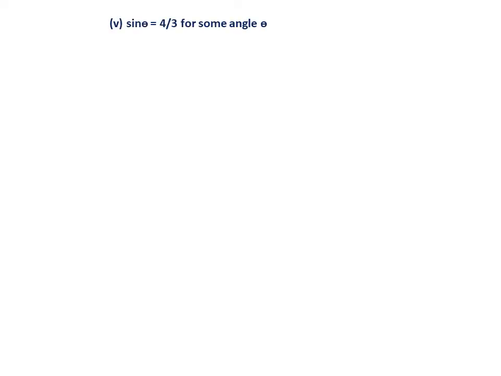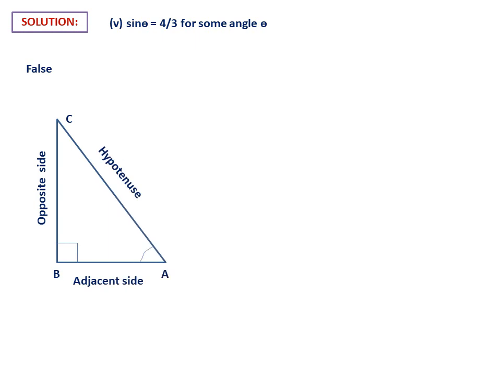And the last one, sine theta equal to 4 by 3. Actually, it is false. I have explained this in properties also. See, for example, in any triangle, hypotenuse is always more than the other two sides. This is the basic property of triangle. Therefore, opposite side by hypotenuse should always be less than 1. But what is given is sine theta equal to 4 by 3, which is more than 1. So it is false.